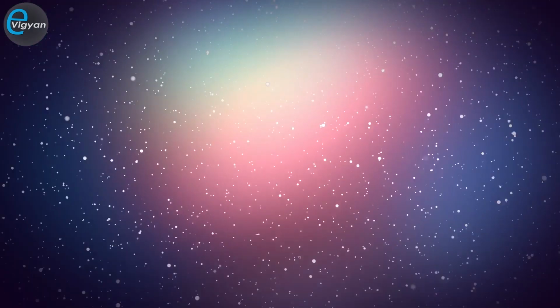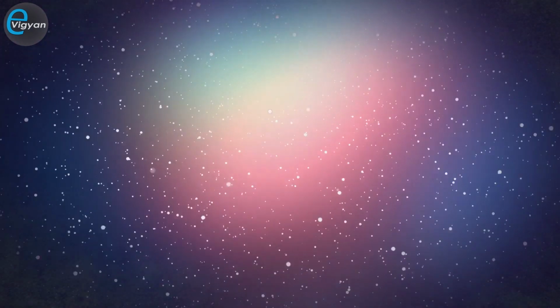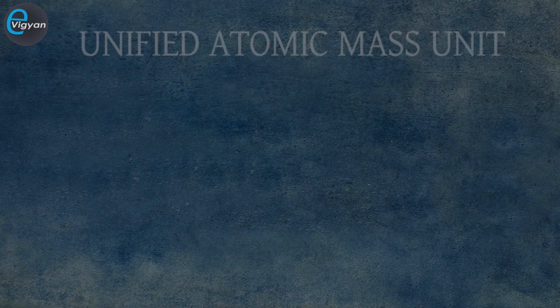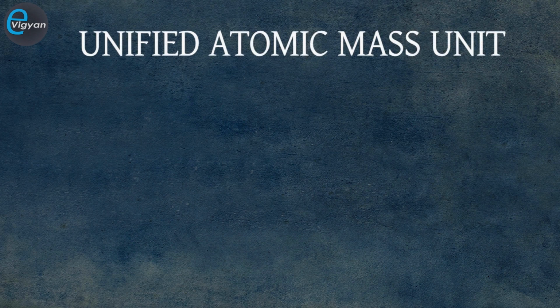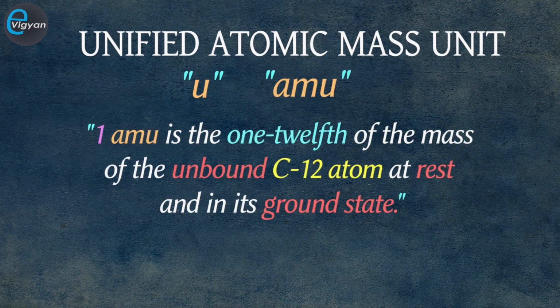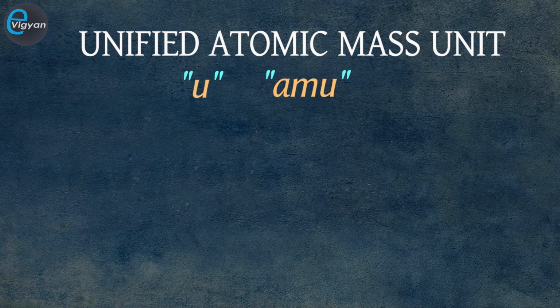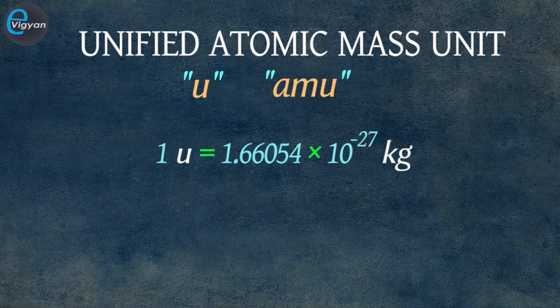If we talk about mass, then the basic unit of mass used in nuclear physics is the unified atomic mass unit. It is abbreviated as u or sometimes amu. 1 amu is 1/12 of the mass of an unbound carbon-12 atom at rest and in its ground state. The conversion from SI units to atomic mass unit is 1 u equals 1.66054 times 10 raised to power minus 27 kg.